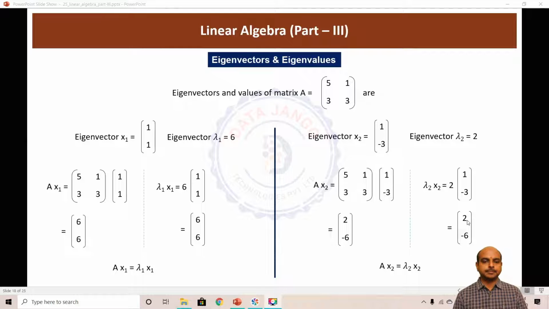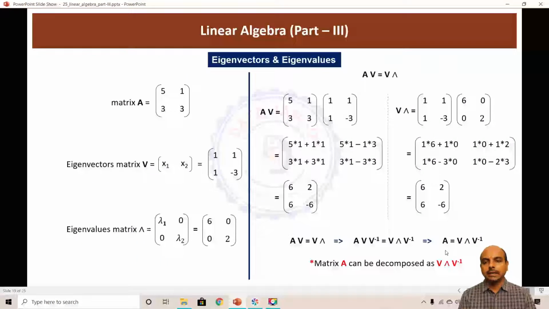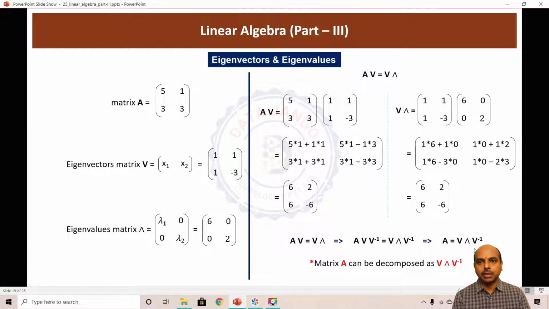Hello and welcome back. So we have understood a matrix and its eigenvalues and eigenvectors, and then eigenvalue and eigenvector matrices. We also understood that a matrix A can be decomposed into V lambda V inverse, an eigenvalue decomposition we can do. But how exactly the eigenvalues and eigenvectors of a matrix can be found, we don't know, right? So let us try to understand how to find a matrix's eigenvalues and eigenvectors in mathematics.